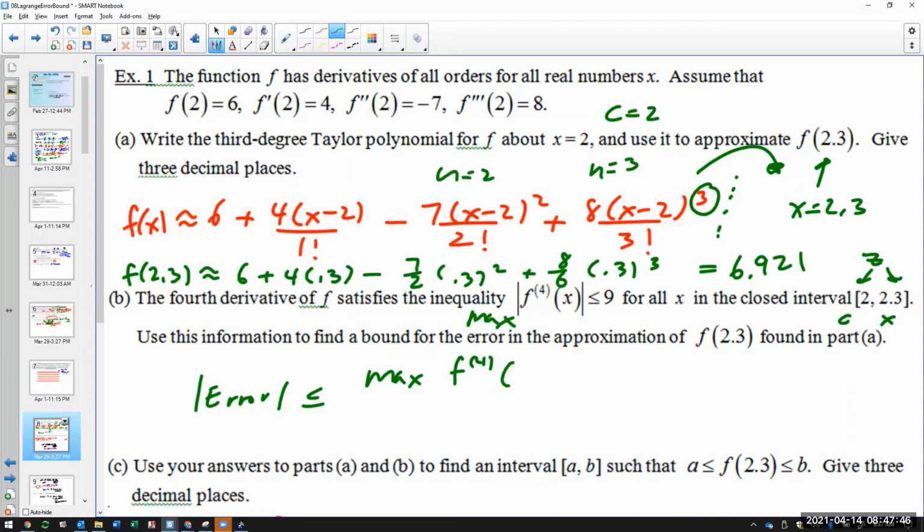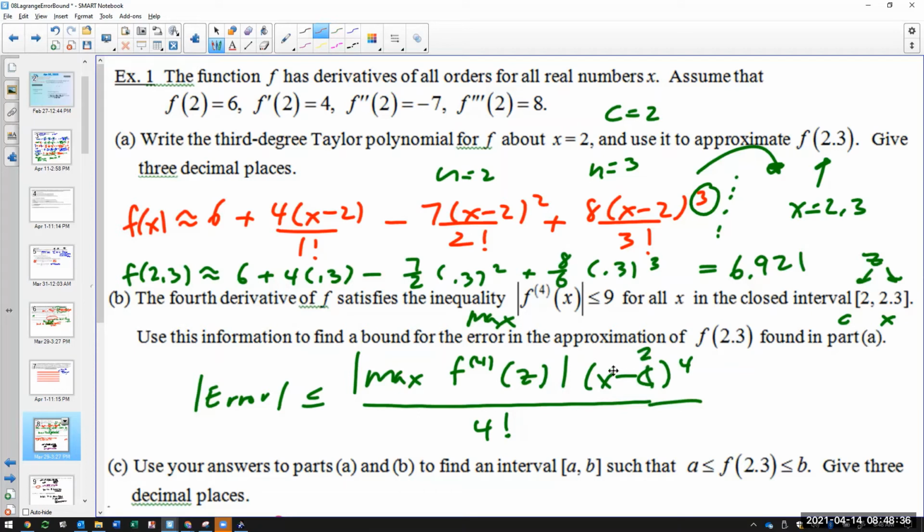So you do the maximum derivative at z, the absolute value of that. This should be x minus c to the fourth, right? This represents the next term, and you see the next term was x minus c to the fourth. The center here was actually 2. The x here, guys, what should I plug in for the x?